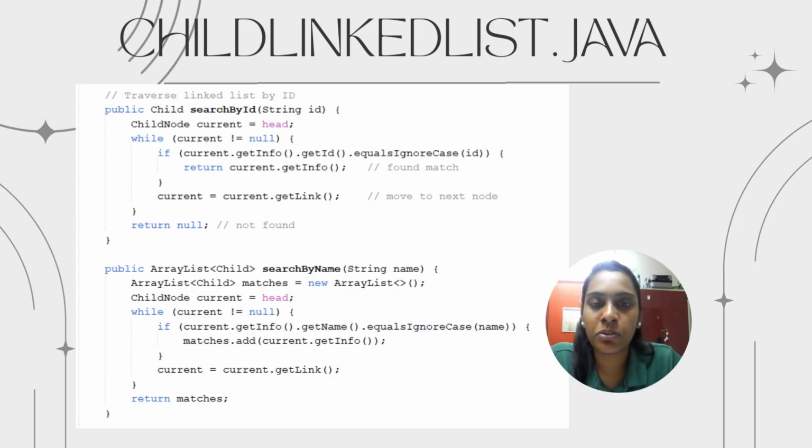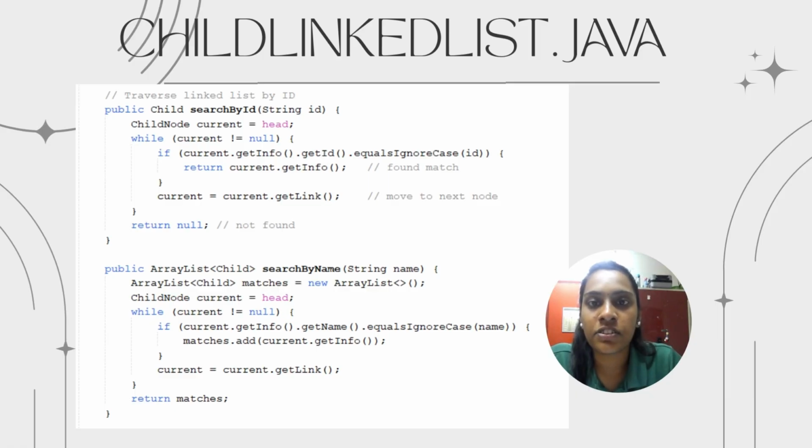So now I would like to explain ChildLinkedList. We have two search methods that perform linear traversal on the singly linked list starting from the head. First is search by ID. It finds a child by its unique ID. It begins traversal at head and checks each node's ID using equalsIgnoreCase. So the user can type C001 in small letter or big letter, and both work. As soon as a match is found, return the complete child record immediately. If there is no match after full traversal, it returns null.